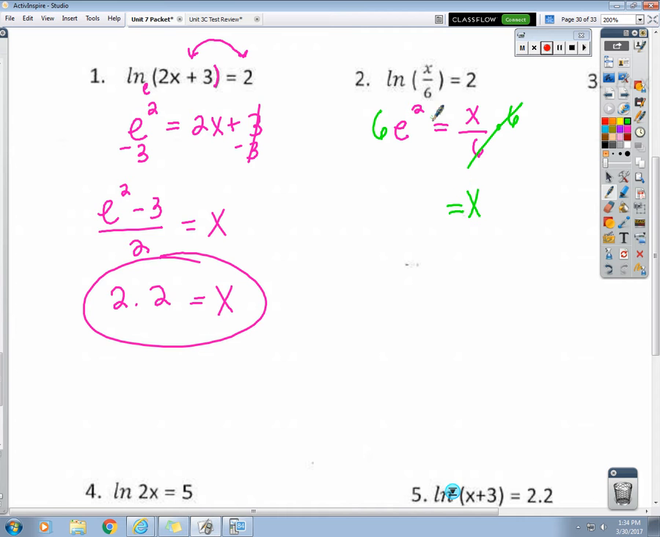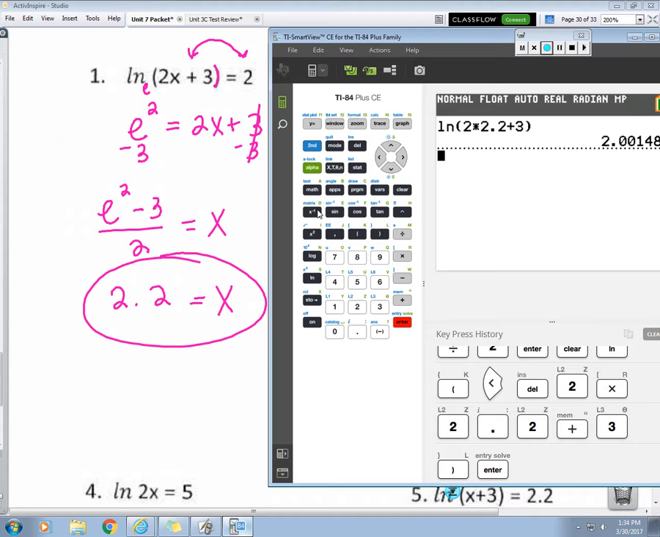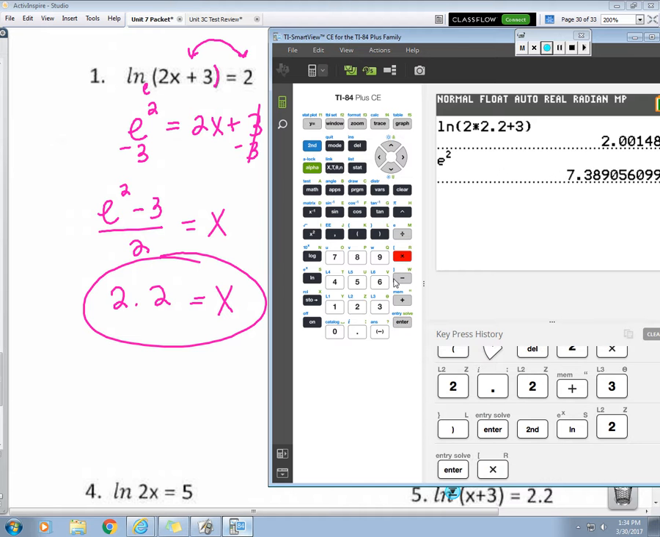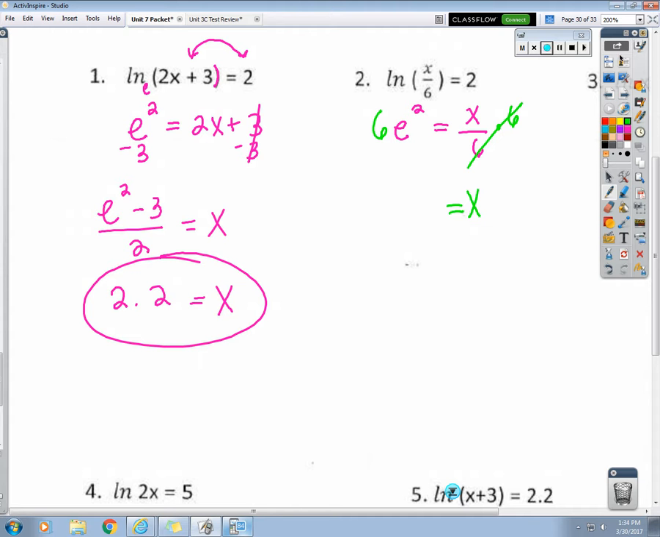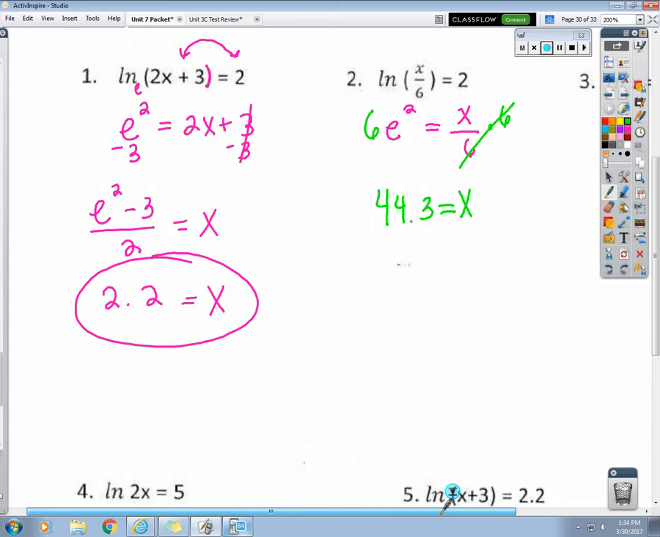So if your answer does not look like that, you'll have to type it in. e squared equals, and then times 6, 44.3. That's fine. You just got to be careful sometimes about trying to type in everything at once, because sometimes parentheses are necessary for the calculator to understand it, and sometimes they're not. So unless you're just wanting to keep up when they are and when they're not, it's better just to type everything in separate.